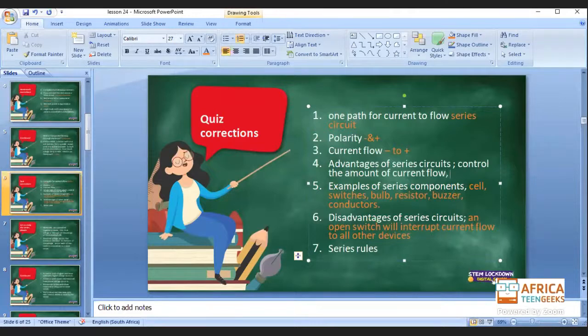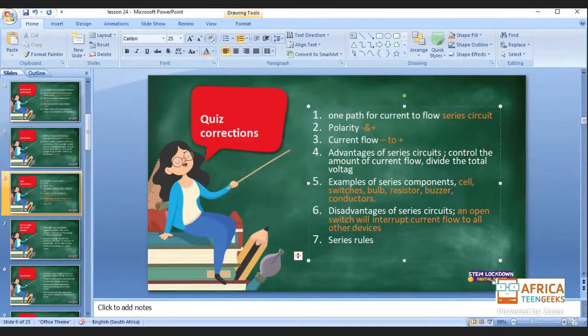They're less likely to overheat. Why? Because remember that if there's too much current from the cell in the first bulb, and damage is there, it will overheat, and then the other ones will not overheat because they will be affected. Remember when you're looking at the disadvantages. So I would say 1, they control the amount of current flow, and 2, they divide the total voltage.